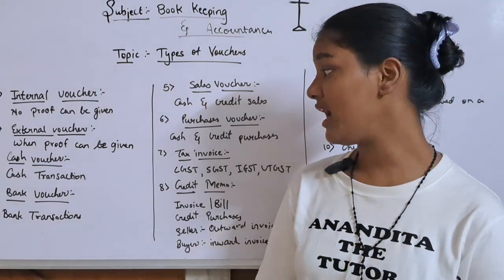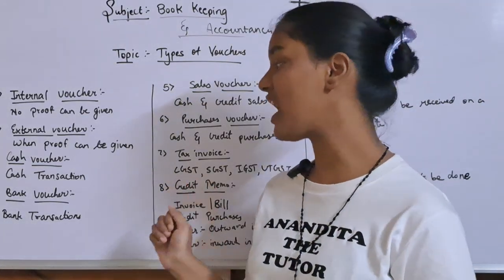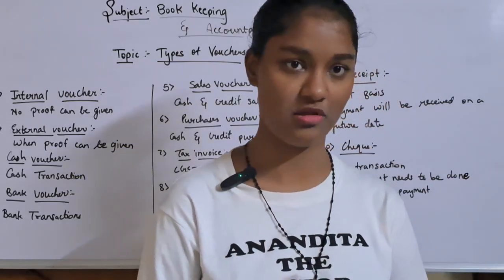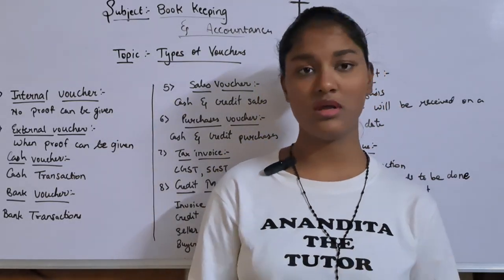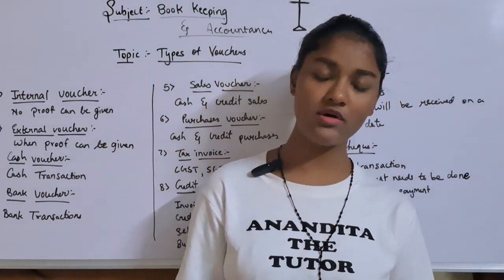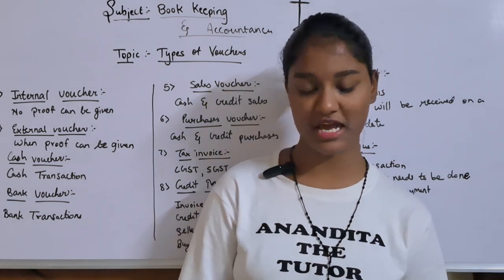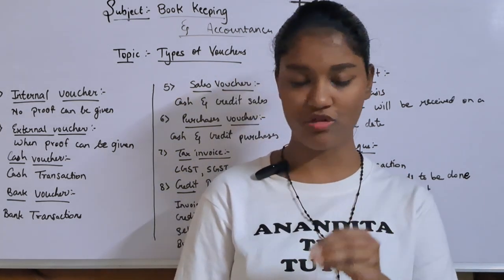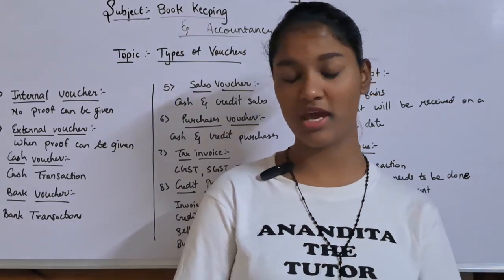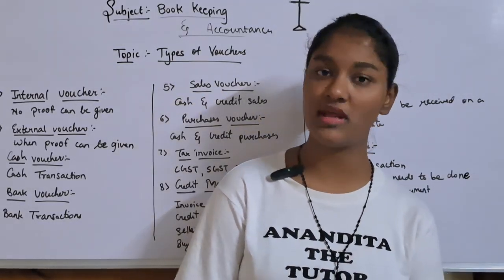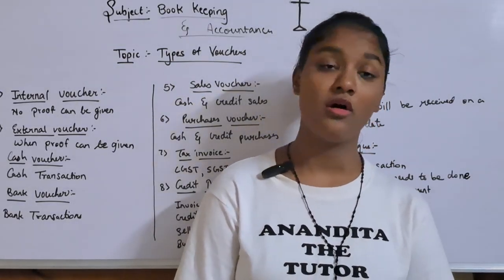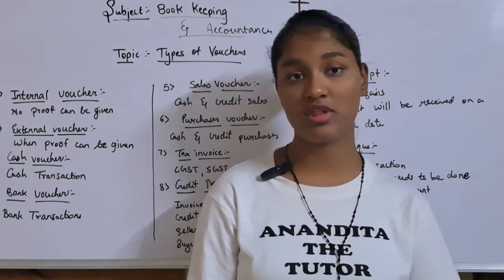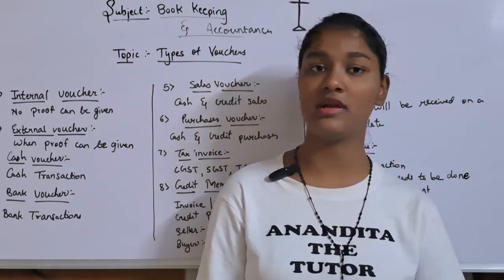Then the third type of voucher is the cash voucher. A cash voucher is given when there is a cash transaction. In other words, when there is an actual transaction, like you can see the money, when you pay the actual money in hand, using notes and coins, that is called cash. So when there is a cash transaction, the voucher in which this transaction is recorded is called a cash voucher.